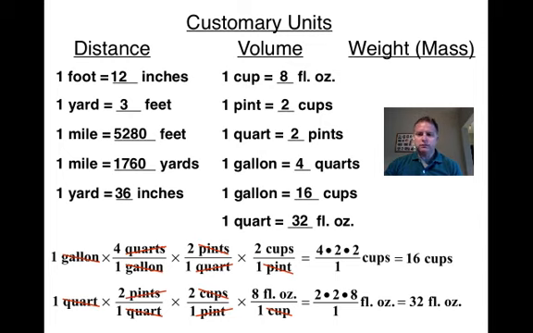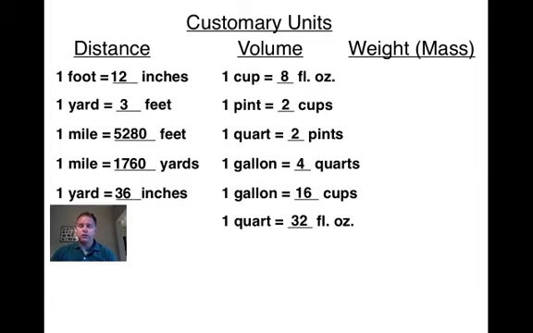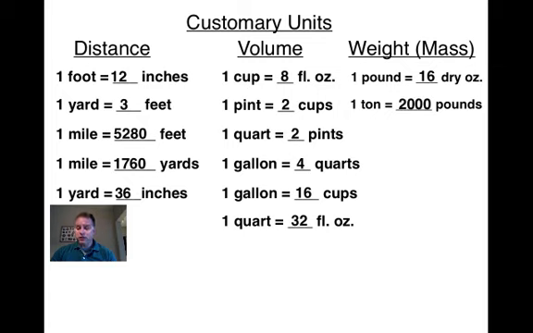All right, moving on to weight. There's not a whole lot to it, so it should be kind of a little bit easier. So for weight, we have dry ounces and pounds, and for every 1 pound, that's equal to 16 dry ounces. If you have 1 ton, that's equal to 2,000 pounds. So my question would be, is 1 ton equal to how many dry ounces?